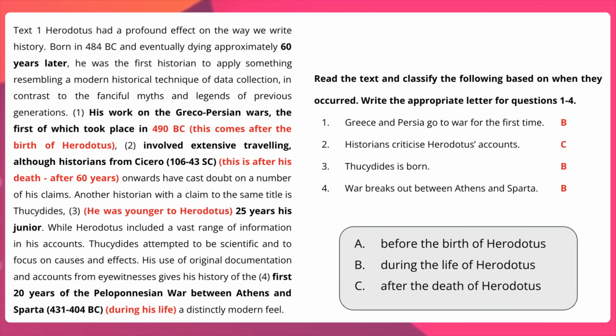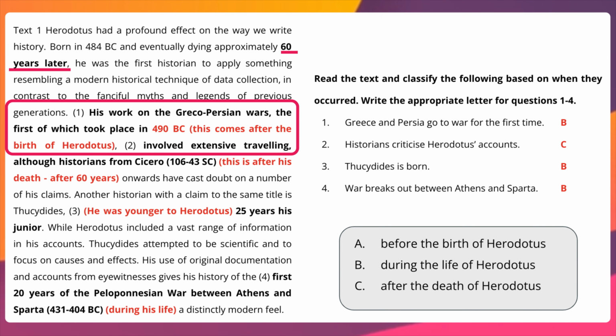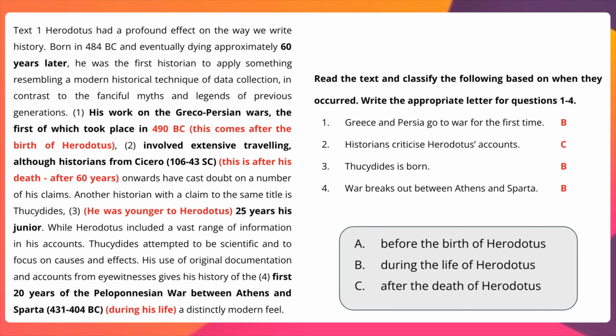Here are the answers. So, I have marked 60 years later just to give you an understanding of when Herodotus died. The first one, the answer is B, during the life of Herodotus. You can see that his work on the Greco-Persian Wars, the first of which took place in 490 BC. This comes after the birth of Herodotus, 484 BC. So that's why I said you just have to go backward. Here you can see that it's very clearly given the Greco-Persian Wars took place for the first time in 490 BC.